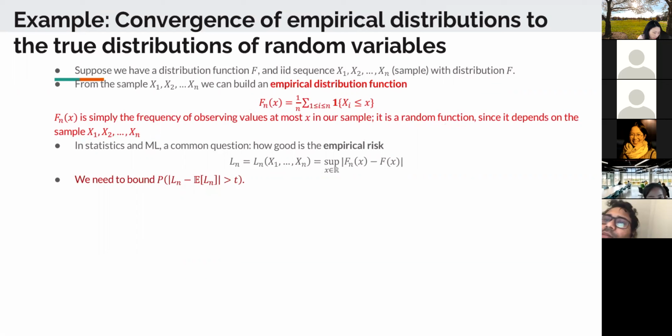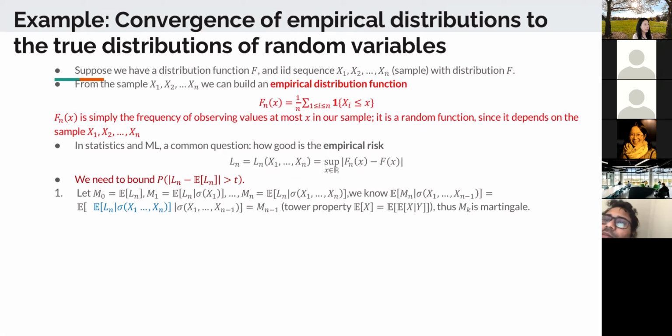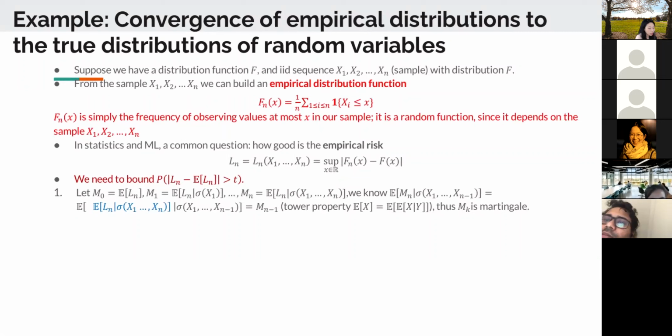So first let's define, it is a little bit complicated here, but I think it's well worth mentioning, and it will give you an idea of how martingales can be a little complicated. Hopefully after learning this, we will have a better understanding when we read papers that use martingales. So let's define M0 as the expectation of L_n. I'm going to define M1 as the expectation of L_n conditioned on sigma(x1). I'm going to define Mn as the expectation of L_n conditioned on sigma(x1 through xn). So what does this remind you? We've just learned about this sequence. What does this remind you?